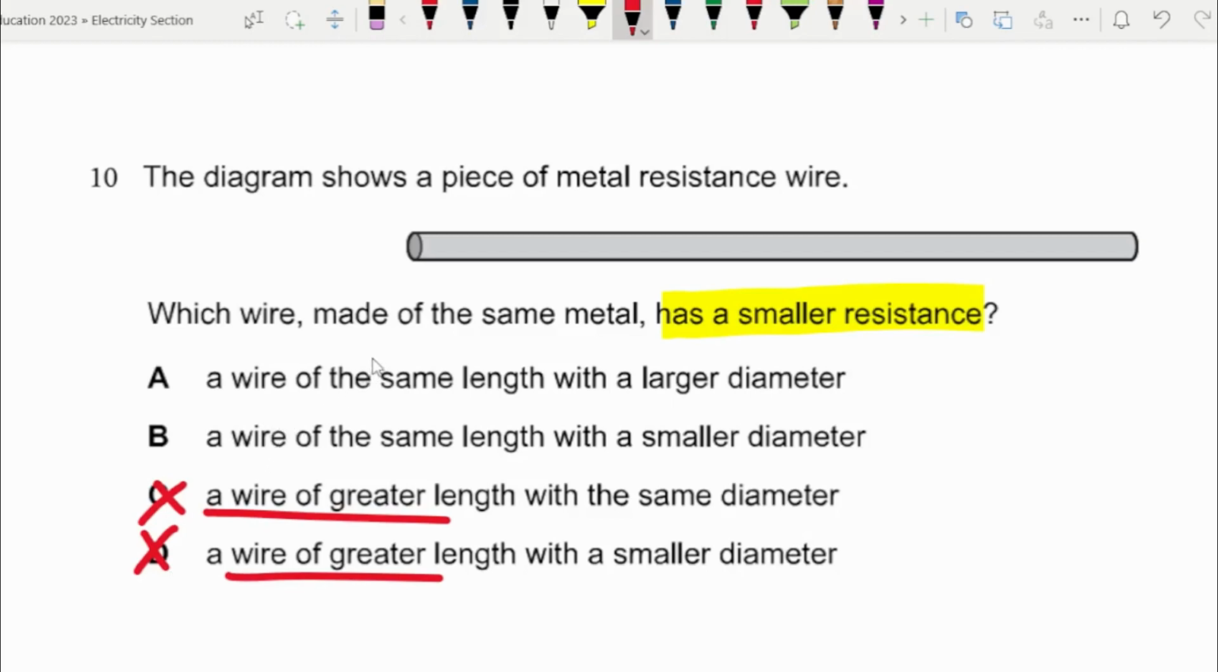What we can use is, if we don't have the option to reduce the length, and the only option is to go with the same length, then we can change the other factor. We can change the diameter in order to decrease the resistance. We can increase the diameter or the area of cross section. So a wire of the same length but with a larger diameter. So for question number 10, A is the right answer.